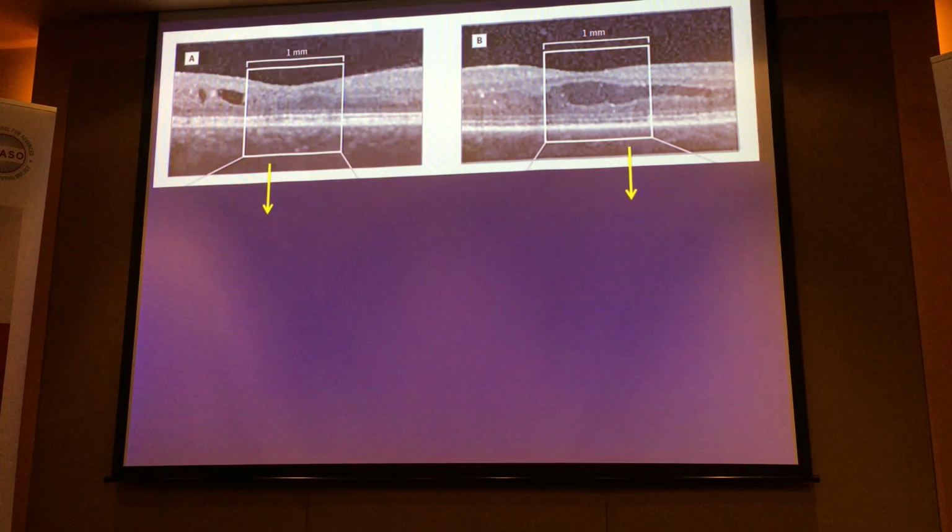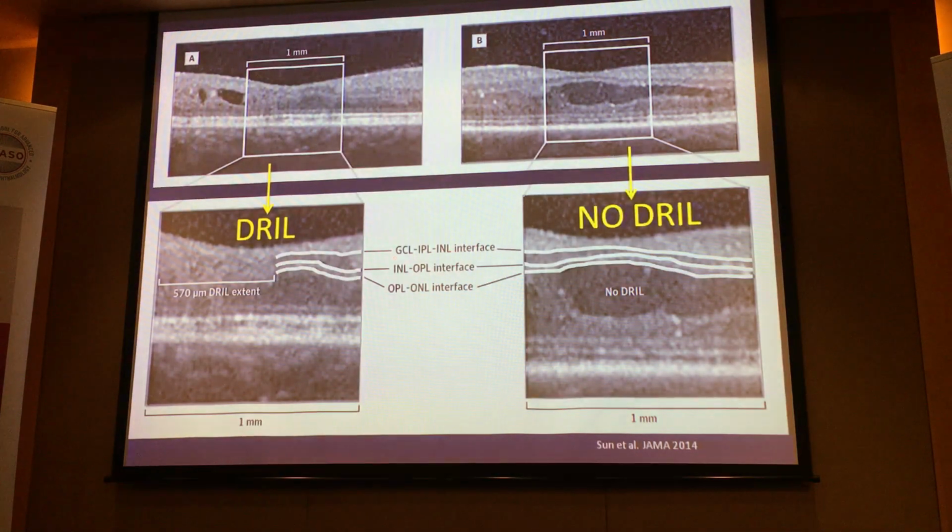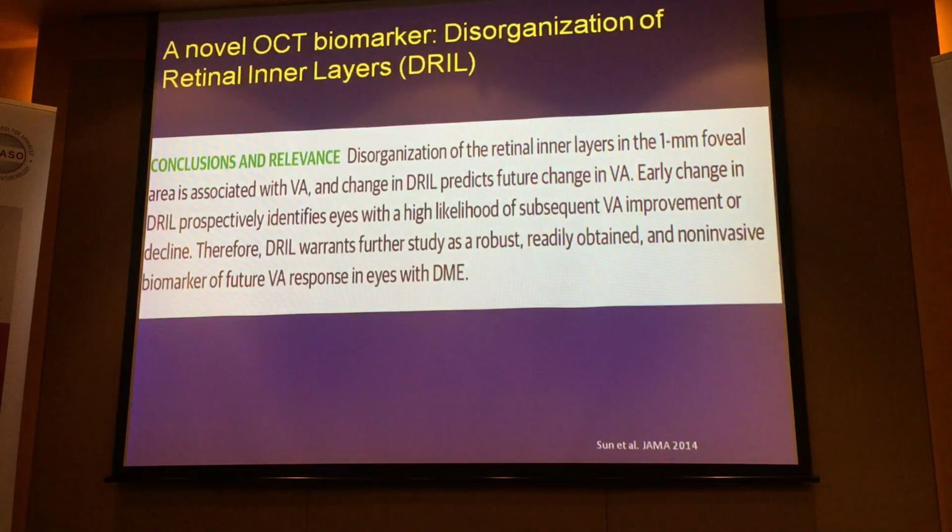So this is an example. These layers: GCL, IPL, INL, OPL, and ONL. When there's no DRIL, visual acuity was better despite presence of fluid. And when there was significant DRIL, in this case 570 microns, despite resolution of fluid, the prognosis was worse. The final VA was worse. So in conclusion, they had said that the disorganization of the retinal layers within the 1 mm area is directly correlated with final visual acuity and predicts future change in vision.